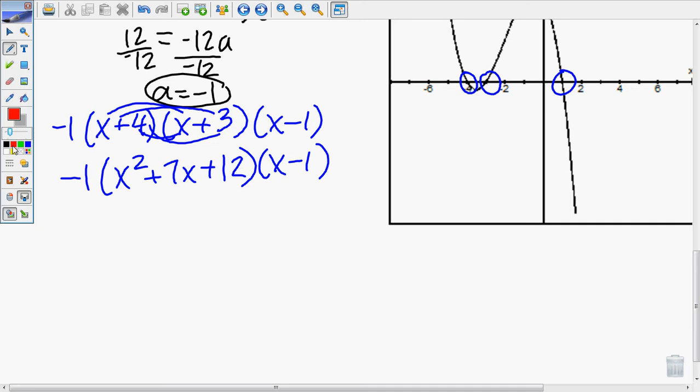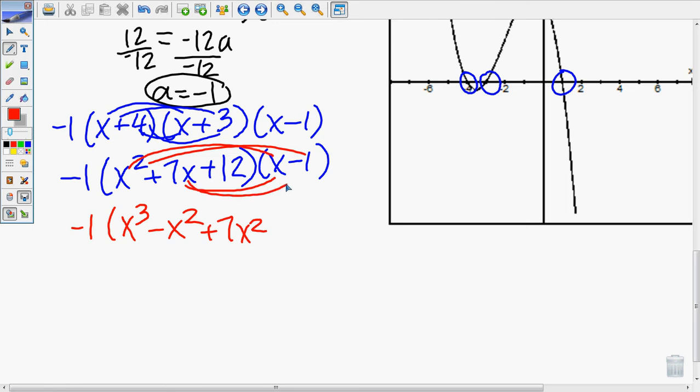So then you're gonna just distribute. -1 times x to the third minus x squared. What I do to this term, I'm gonna repeat again for the next two terms, right? So I have 7x times x, and that gives me 7x squared. I have 7x times -1, that gives me. I have 12 times x, that gives me. And I have 12 times -1. So we distribute it.